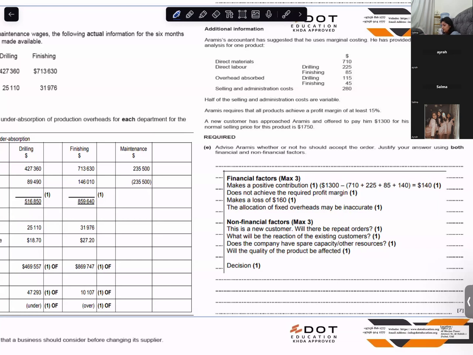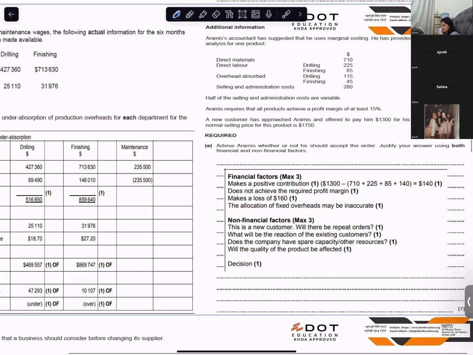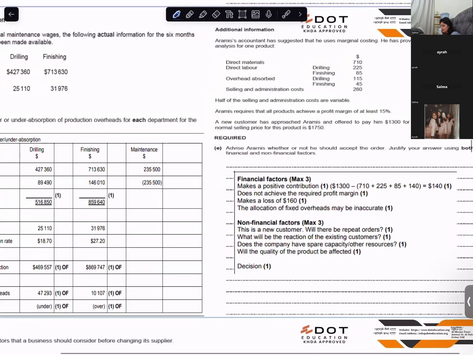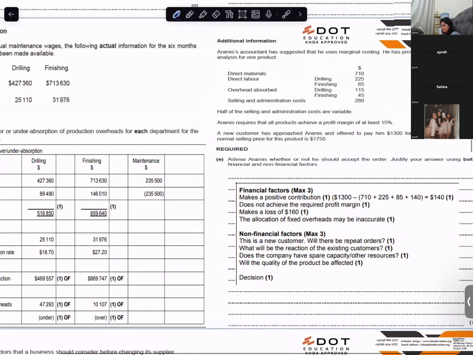Then, non-financial factors. You'll say that existing customers may feel like they aren't getting the proper pricing because the other ones are getting a lower price. Then the other one will be that it's a new customer, so you don't know if they'll repeat the order again or not. And whether the quality of the product will be affected. You can write that: will the quality be affected?